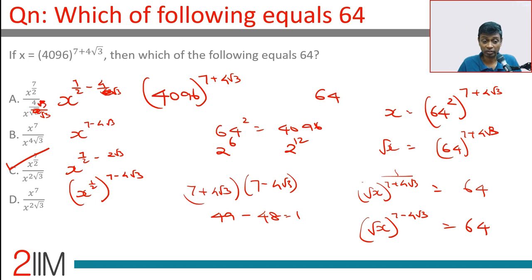Numerical friendliness, being friendly with picking 7 plus 4 root 3 and 7 minus 4 root 3 as reciprocals. 4096 is 64 square. That really pays off. So it's a cruel question if you can't pick that.